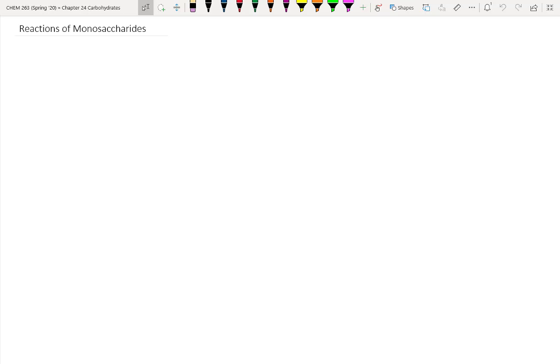Okay, today what I want to look at are reactions of monosaccharides, meaning single carbohydrates. And the reactions I want to look at are pretty straightforward. The first one is acylation.